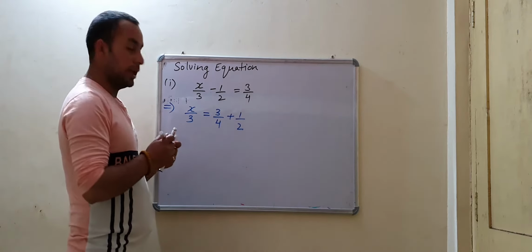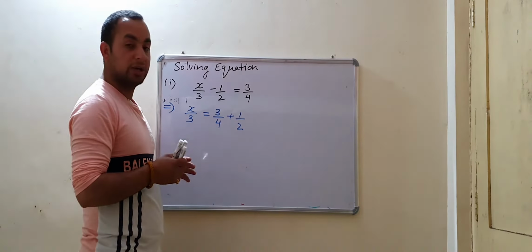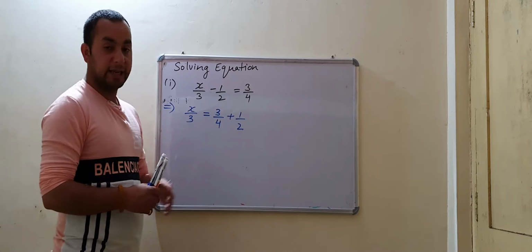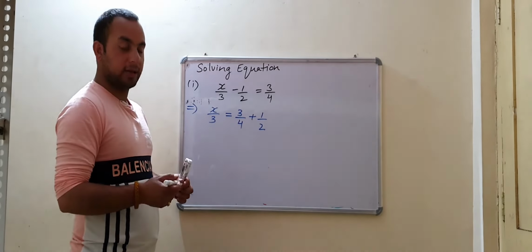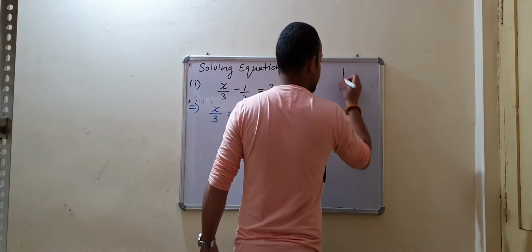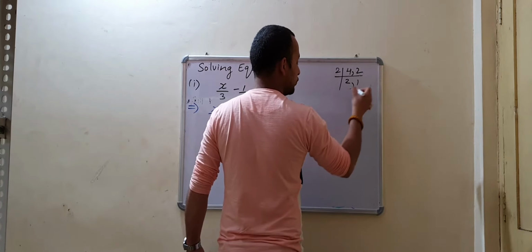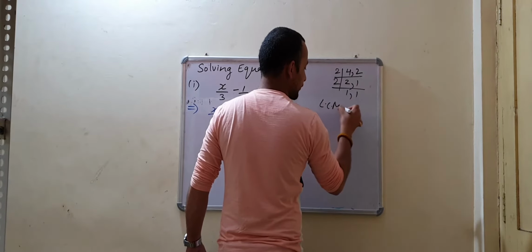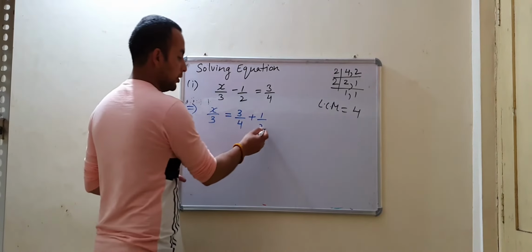Now in case of addition of rational numbers, we are going to check whether our denominator is same or not. If the denominator is not same, we are going to make the denominator same by taking the LCM. So we are going to take the LCM of 4 and 2. 2 2s are 4, 2 1s are 2, and 2 1s are 2. So the LCM of 2 and 4 is 4, and you are going to make this number into 4, right?